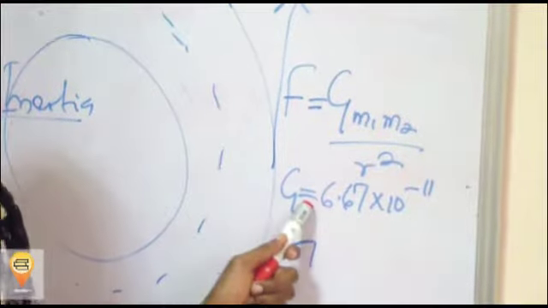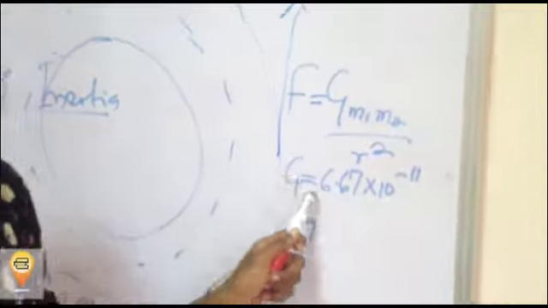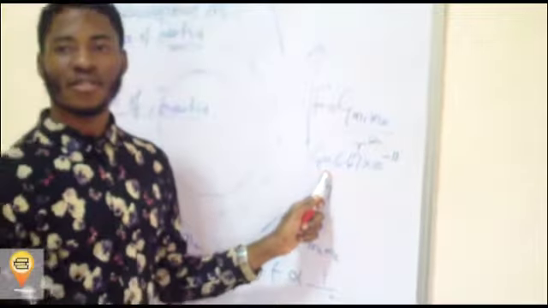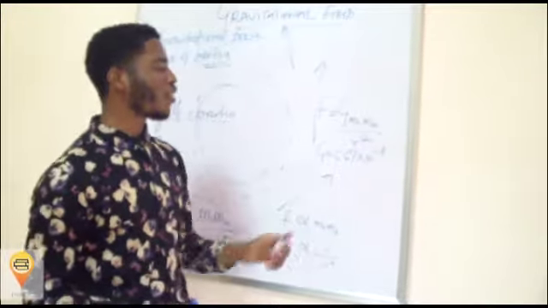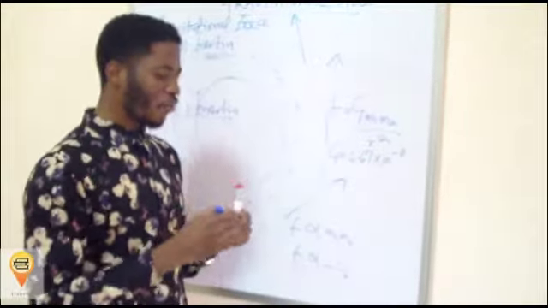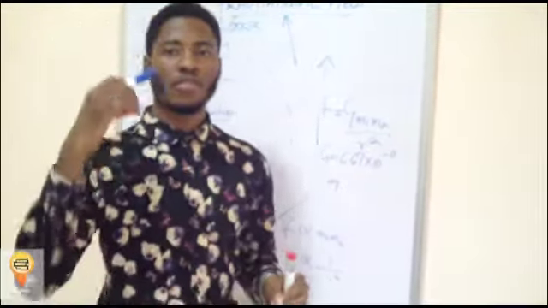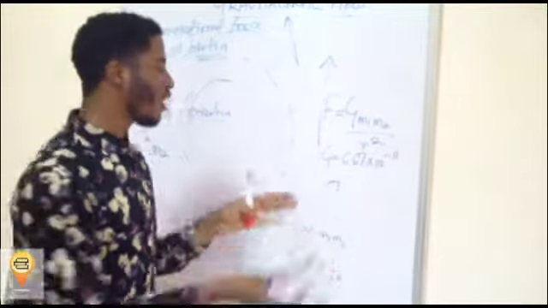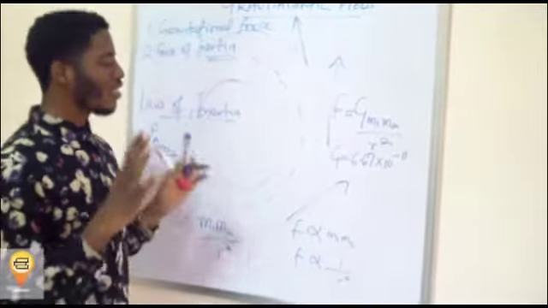But this gravitational constant has a unit. Now, what is the unit of this gravitational constant? How do we get it? Now, I know that it is not easy for us to cram units in our head, but how do we get these units? Now, it is this way.